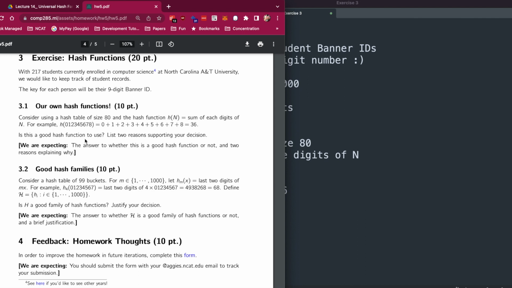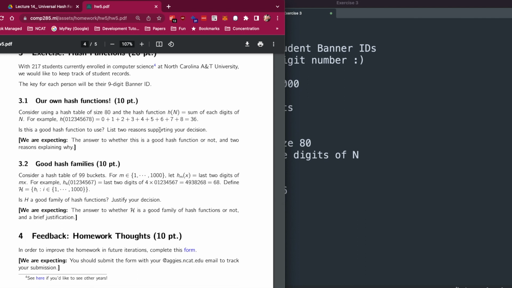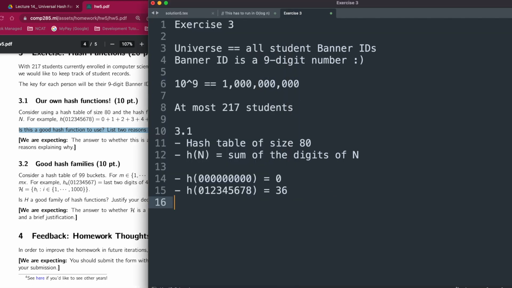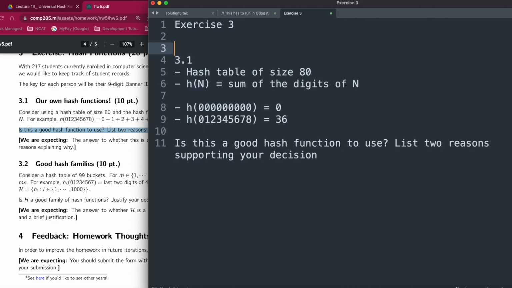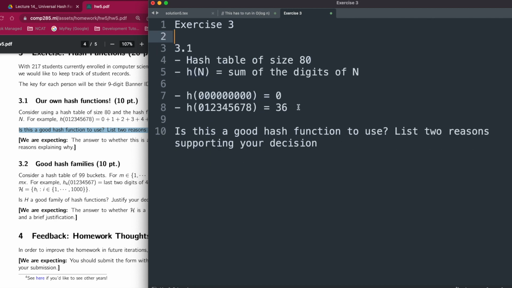Okay. And then the question here is, is this a good hash function? List 2 reasons supporting your answer. So I encourage you to pause the video and think, is this a good hash function or not? Cool. If you're back, then it should be pretty clear to you that this is a terrible hash function. I mean, the first reason is it's deterministic.